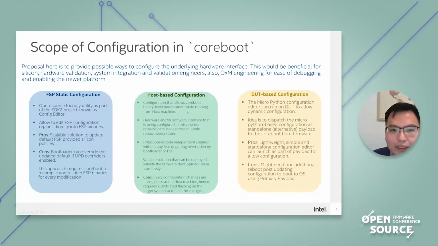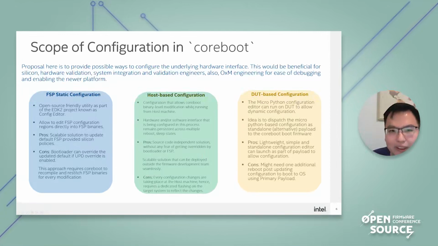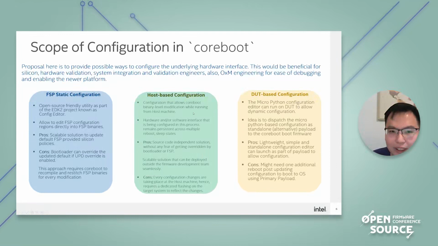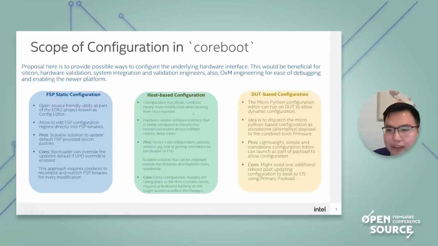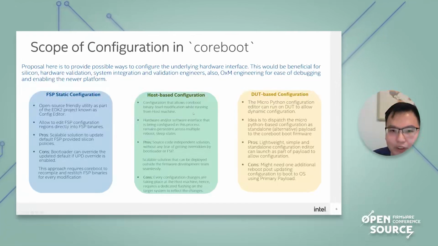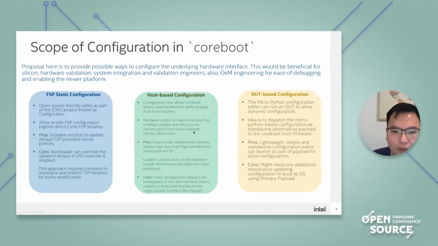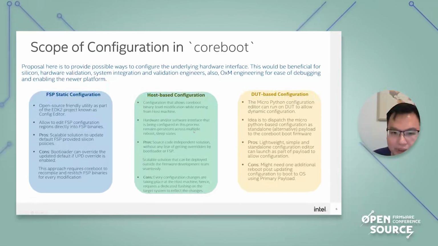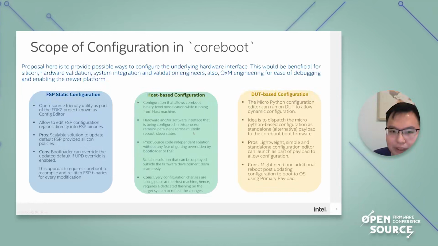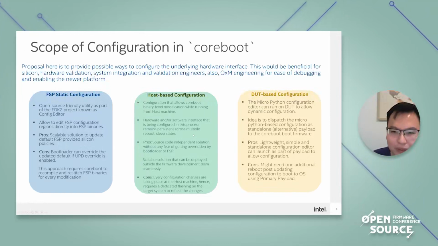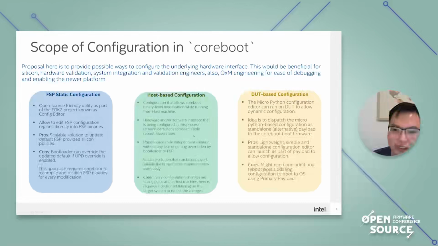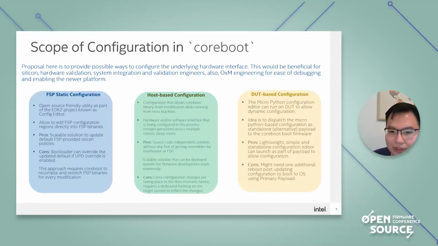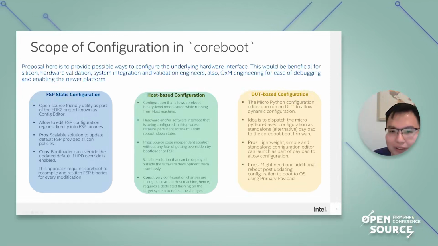Moving on to the middle, which is the host-based configuration. These are configurations that allow Coreboot binary level modification. That means we're essentially changing the content of Coreboot, but we want the hardware and software interface configured in this process to remain persistent across multiple reboots and sleep states. Many of you could already be familiar with Kconfigs, right? You change some enable or disable flags, and you can easily enable or disable some features. So this is what we are talking about here, right?